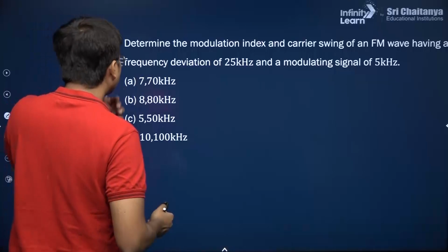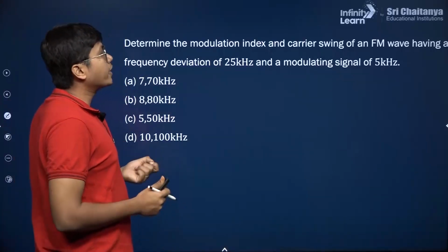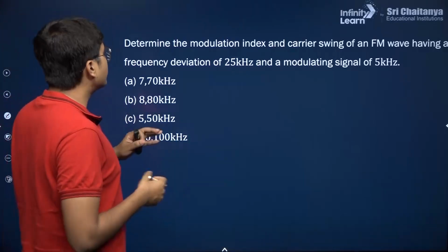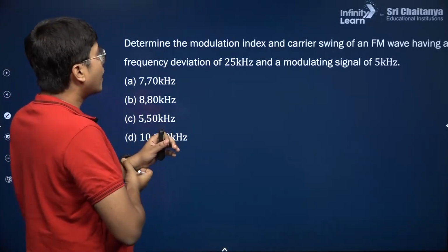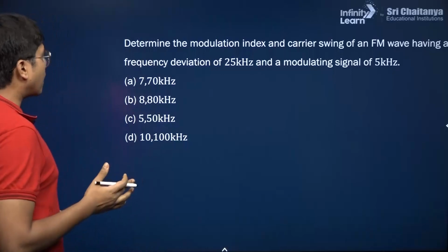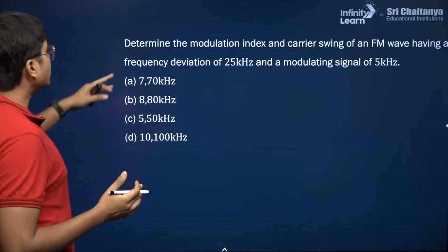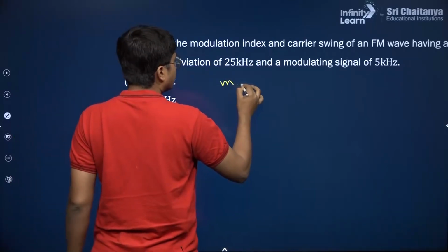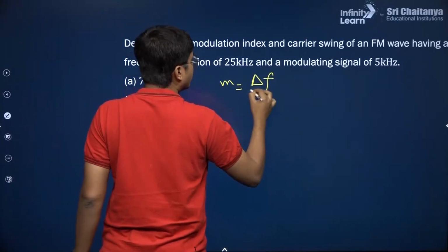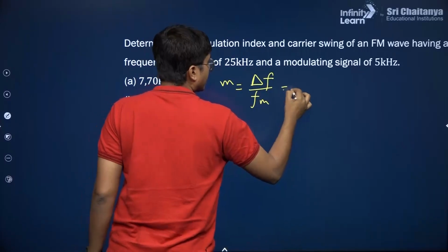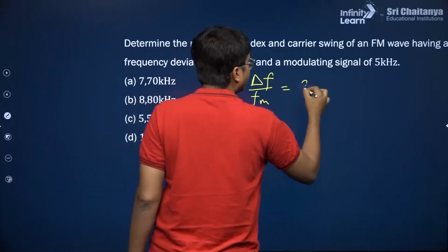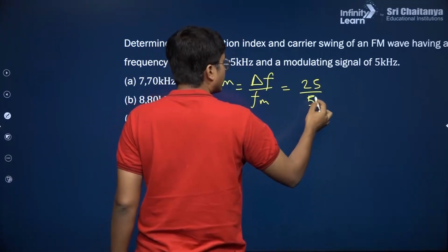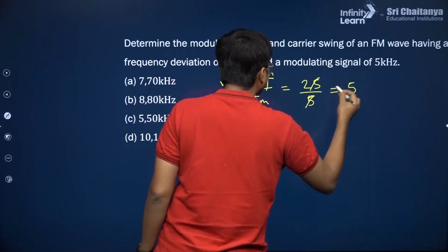This says determine the modulation index and the carrier swing of a frequency modulated wave having a frequency deviation of 25 kilohertz and a modulating signal of 5 kilohertz. So over here, first off, we need the modulation index. Modulation index is simple. It is just delta F divided by Fm. Direct formula, delta F is 25 kilohertz divided by 5 kilohertz. I can ignore the kilo because both are in kilohertz. So your modulation index is 5.